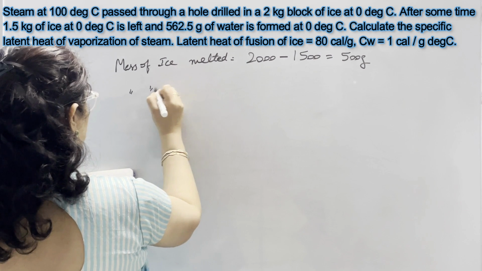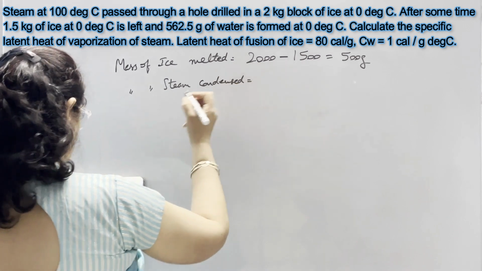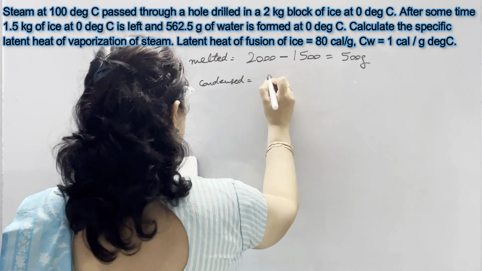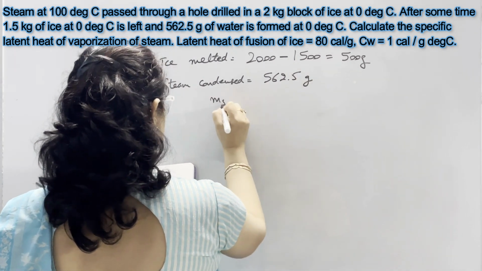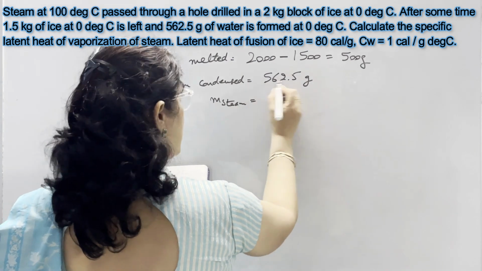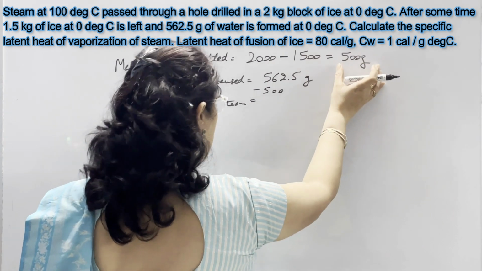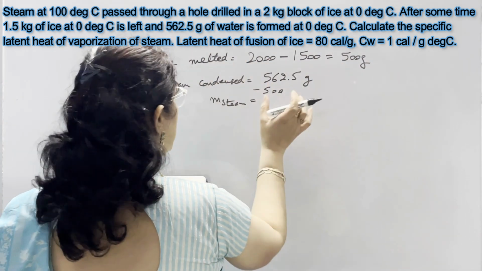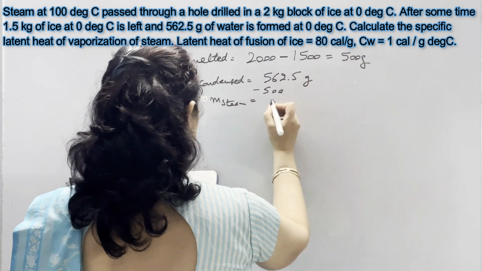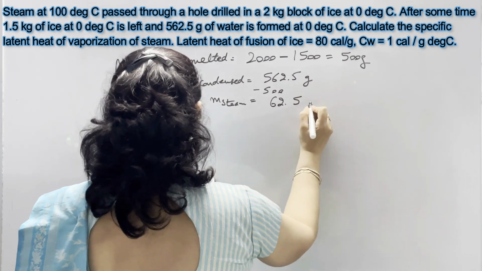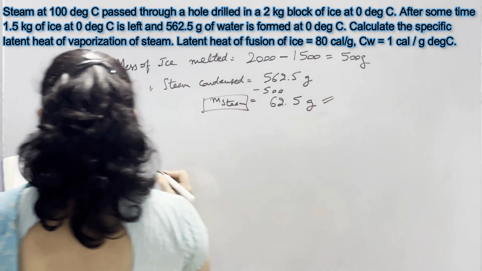Now mass of steam condensed is equal to 562.5 gram. So mass of steam here is 562.5 minus this 500, because this water is being converted from ice, and steam condensed is total minus this which is converted from ice. So this we need to subtract. It means 62.5 gram is the mass of steam. This part is very important here.